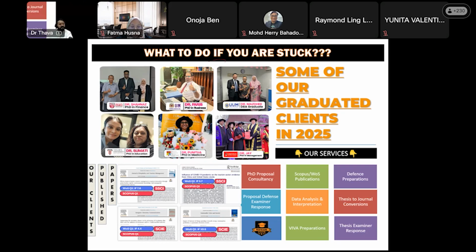These are some of our students who graduated this year in various fields, various universities. And these are some of the recent published papers in Web of Science and Scopus. This is what we specialize in. These are the 8 core areas that we cover: PhD proposal consultancy, Scopus Web of Science publication, proposal defense preparation, thesis to journal conversion, data analysis and interpretation. We have almost templates in all these areas based on the case studies that we have conducted. Proposal defense examiner response, Viva preparations, and thesis examiner response. Sorry, Viva preparations, not corrections. This is Viva correction.